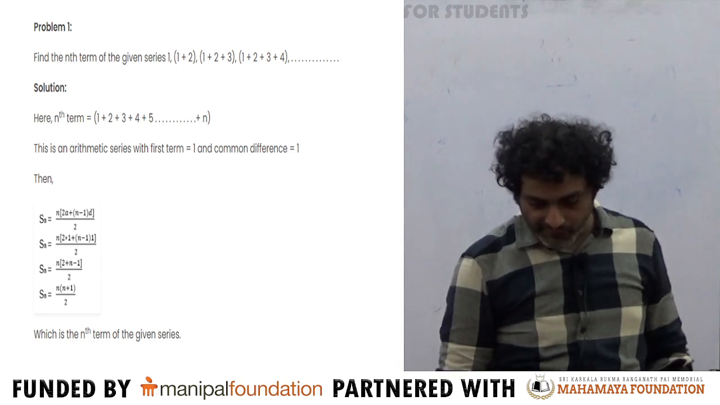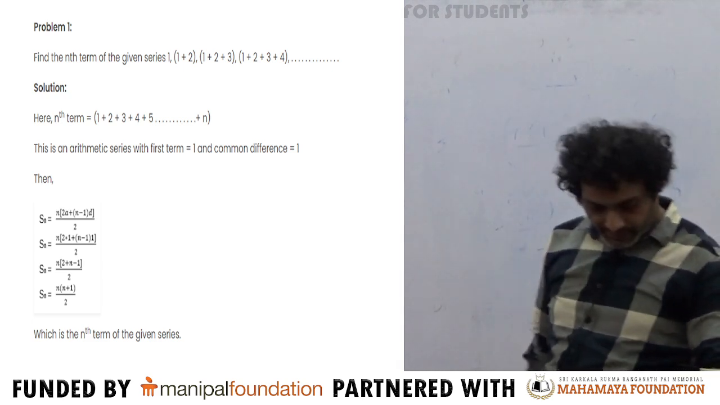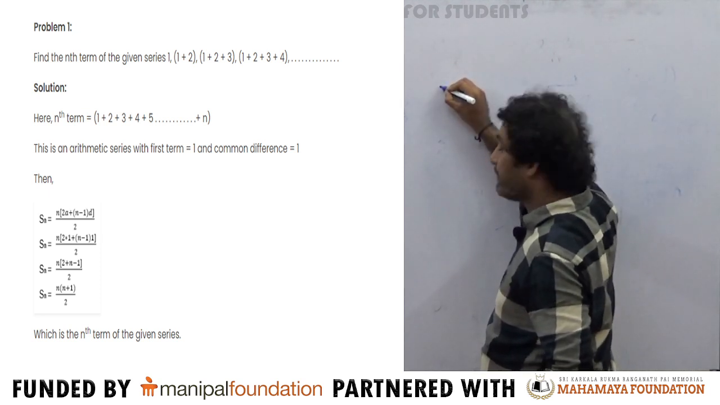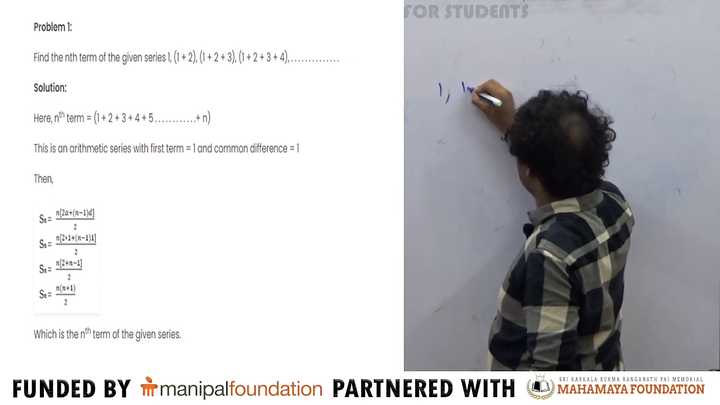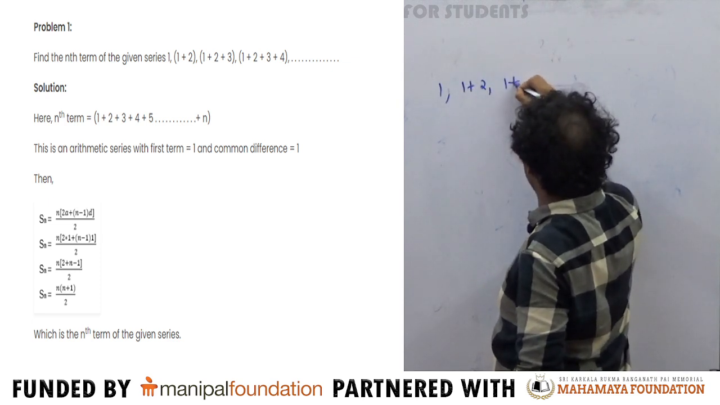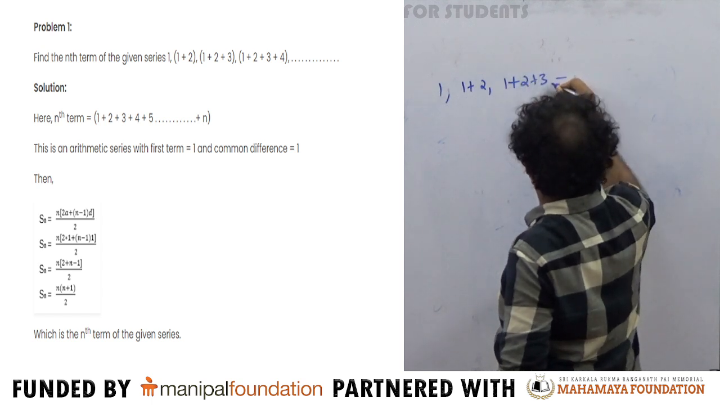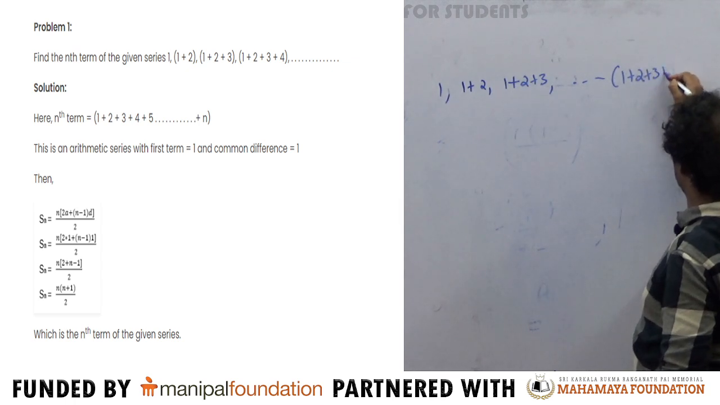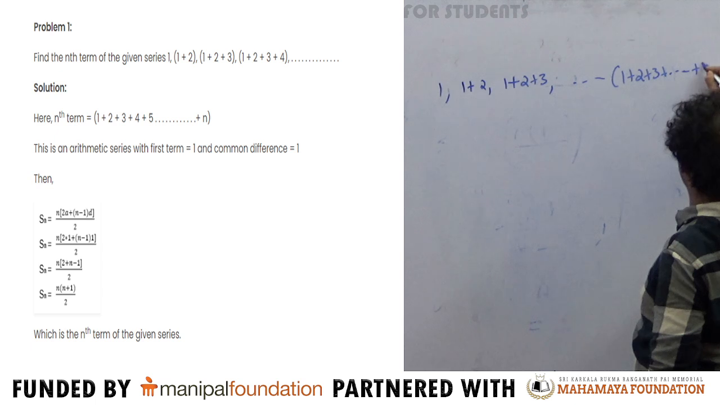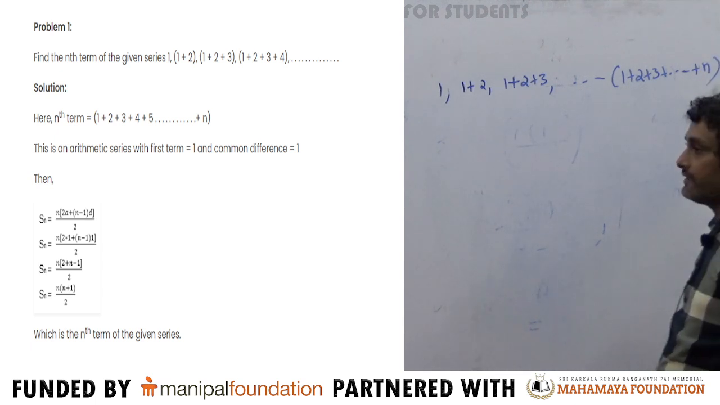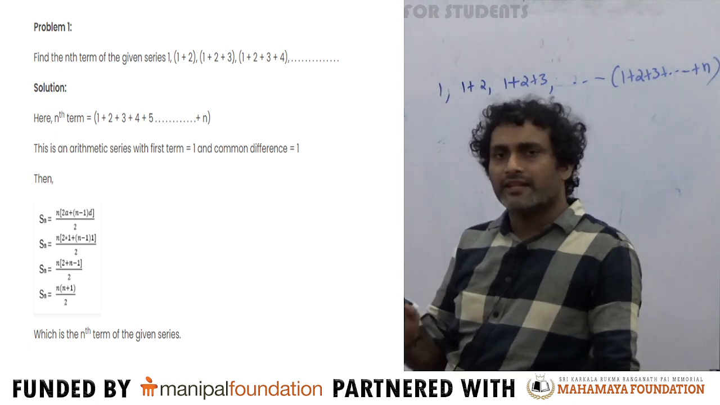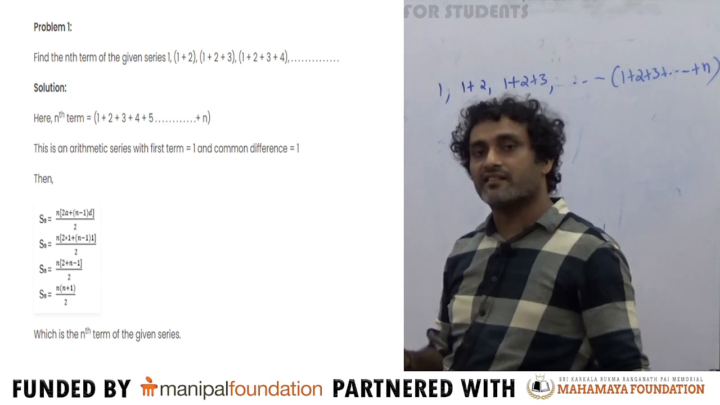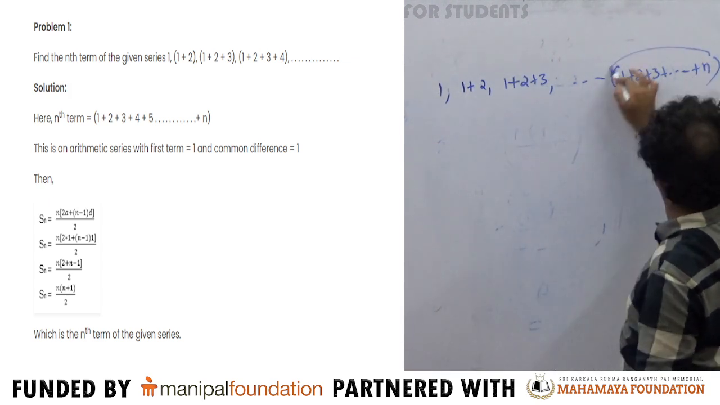If you see the first one, isn't it? First term is only 1. Second term will have 1 plus 2. Third term will have 1 plus 2 plus 3. Then what will the nth term have? 1 plus 2 plus 3 plus dot dot dot plus n. Correct, right? So they are not asking you to find the sum, they are showing it as if it's a sum, but they are just asking you to find the nth term, this one.